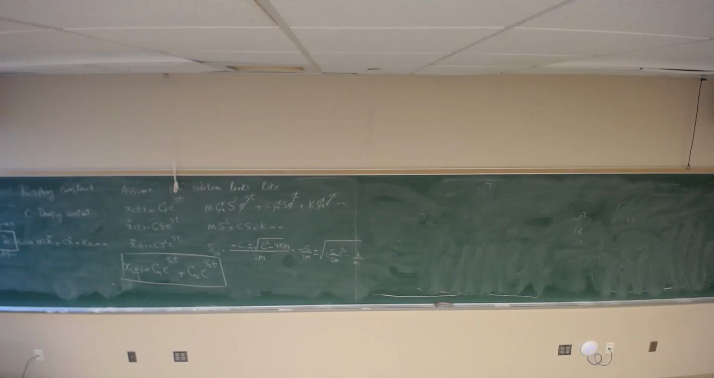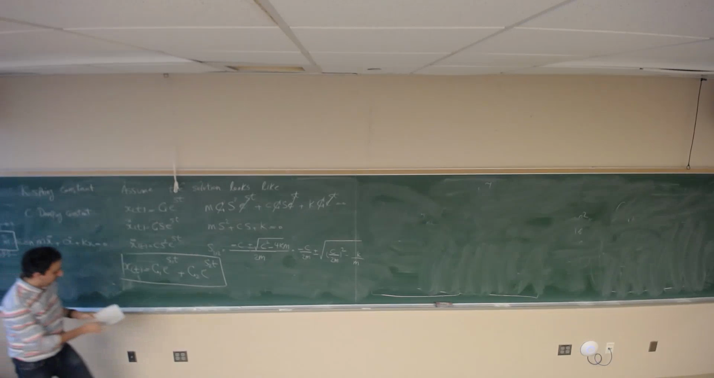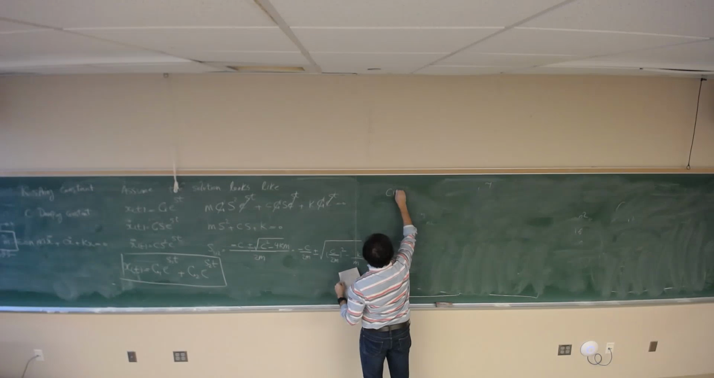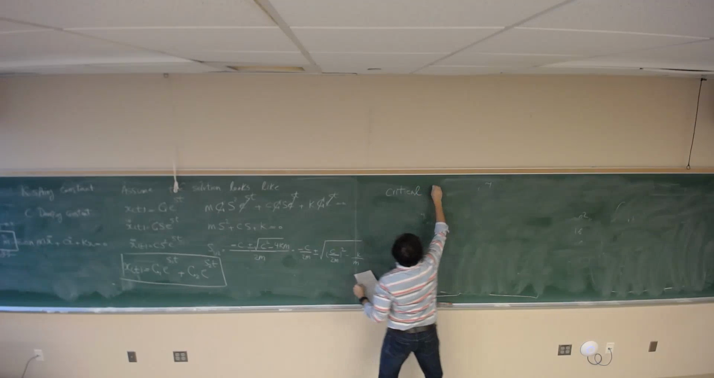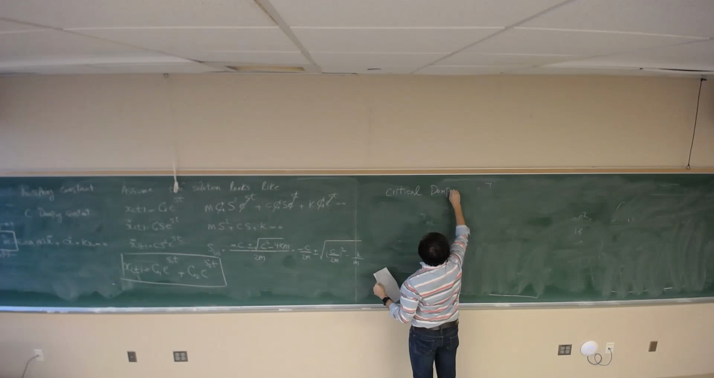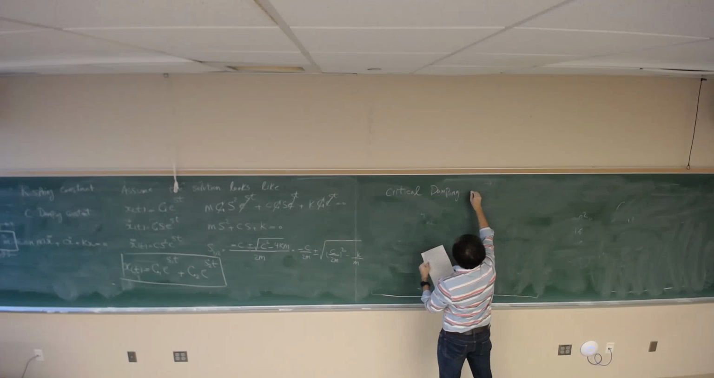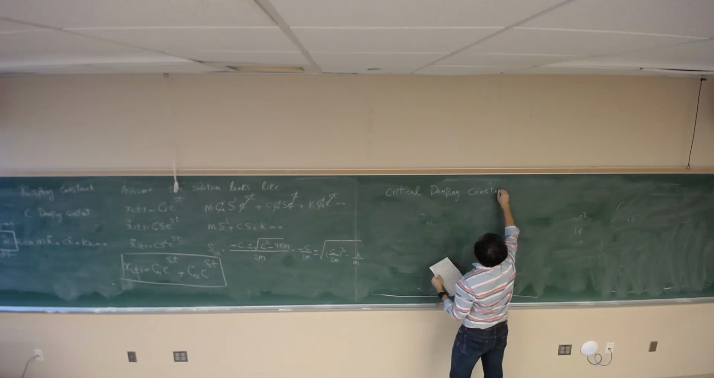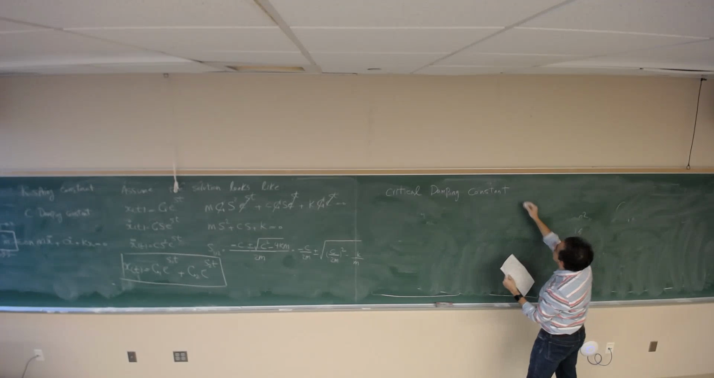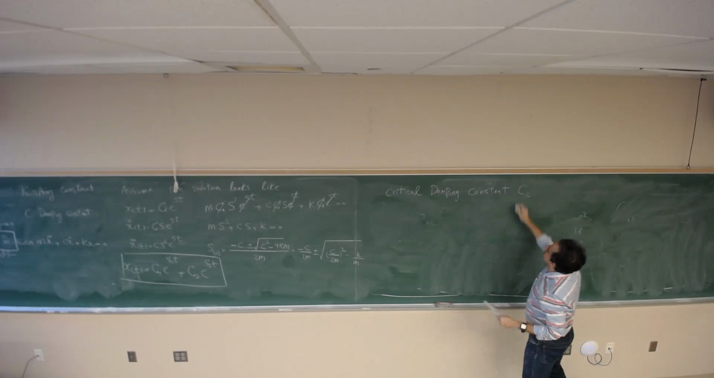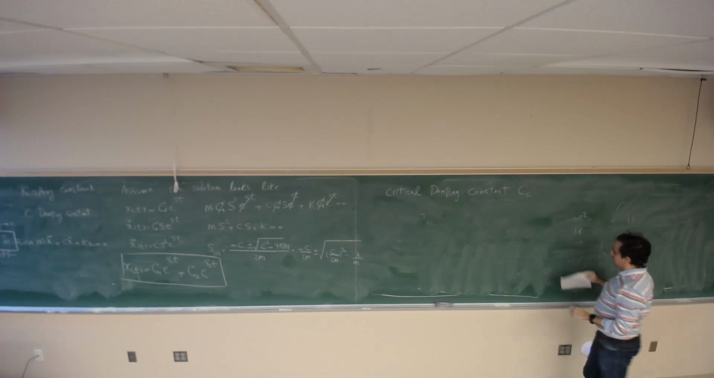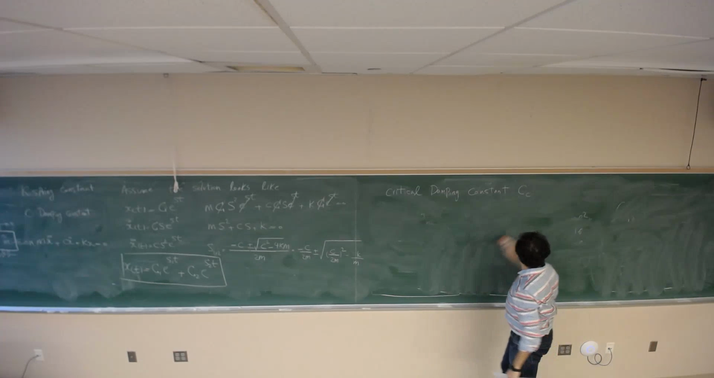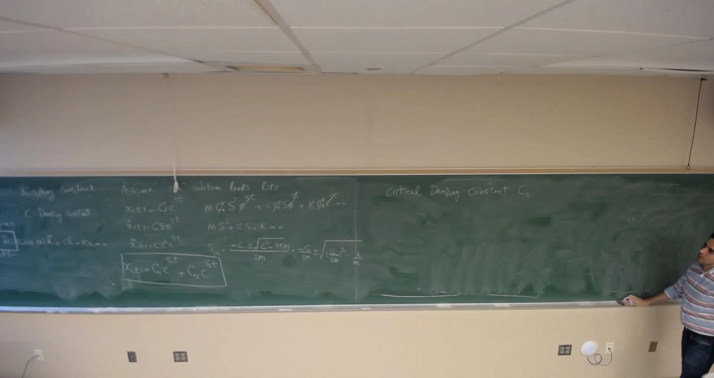Any questions so far? I'm going to define a couple of terms. So I defined the damping constant c, or damping coefficient. Now I'm going to define the critical damping constant or coefficient. I label that with Cc, the critical damping constant. So what would be the Cc?